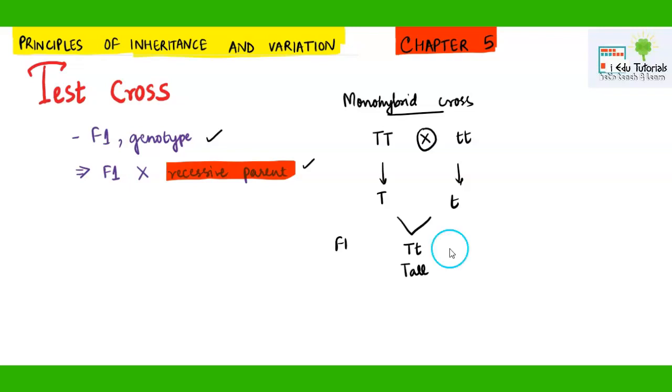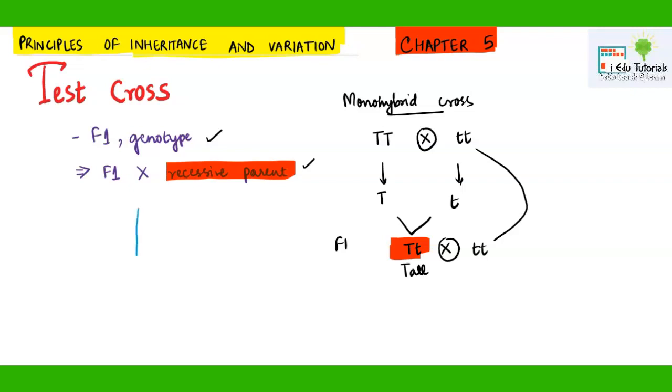Now see here, this F1 individual will be crossed with the recessive parent, and this small t, which is homozygous recessive, is the recessive parent. So Mendel was quite confused whether the F1 individual which he obtained was homozygous dominant or heterozygous dominant. So he devised a cross which was known as test cross. So what were his results?